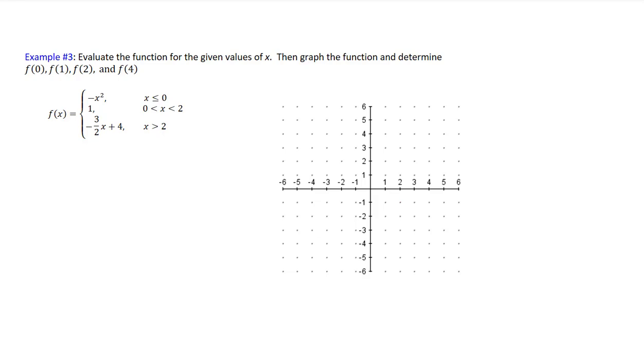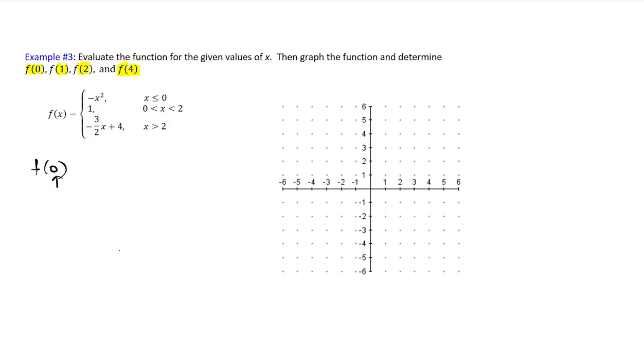Welcome to a video on evaluating a piecewise defined function and graphing it. We'll begin with finding f of 0, f of 1, f of 2, and f of 4. So to evaluate f of 0, consider the input of that function.